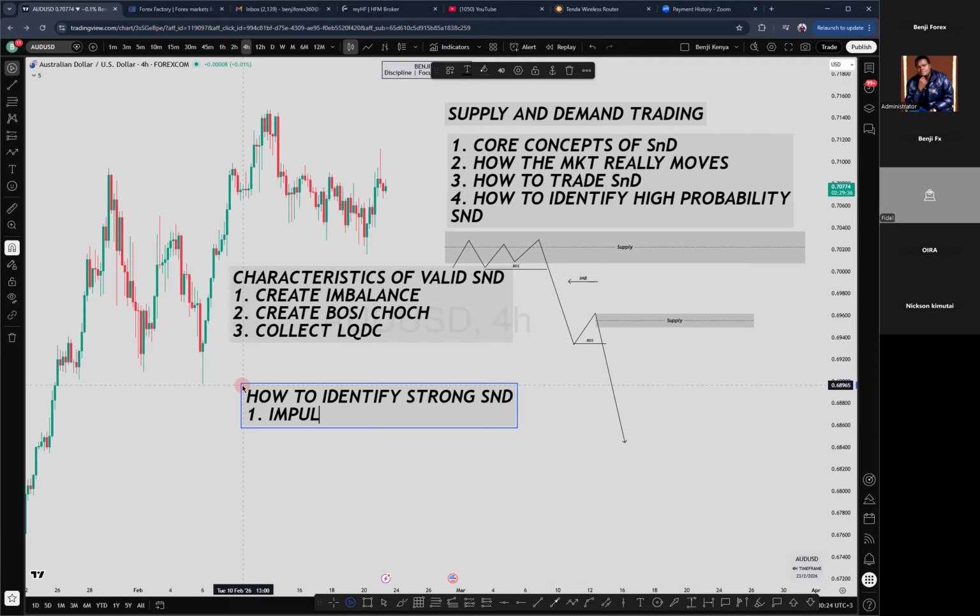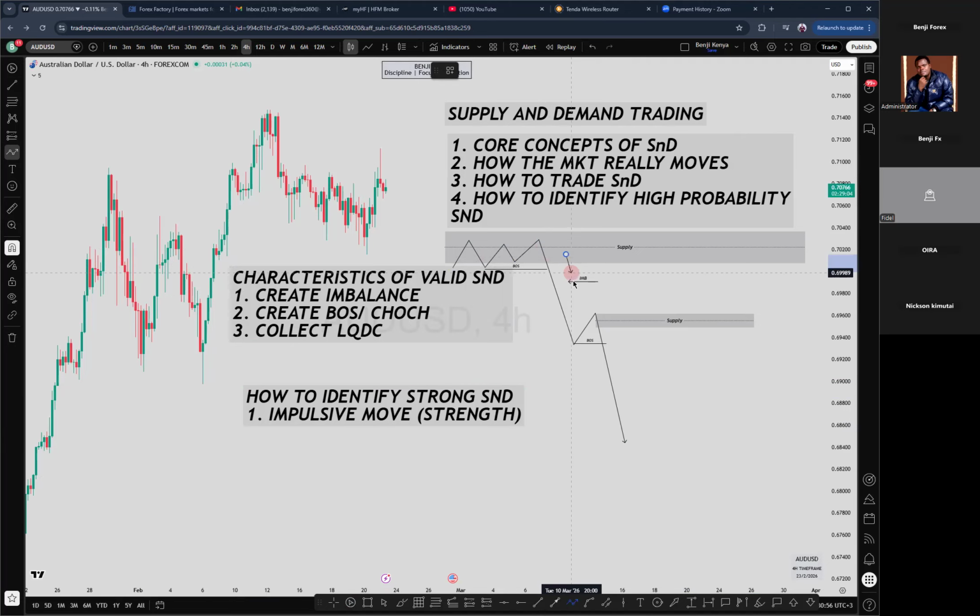When I say impulsive move, it is the strength with which the market actually moves. How did the market actually move? Because with strong supply and demand areas, the market has to impulsively drop. Not just drop this way from here. If the market drops and pulls back, that's not a valid supply and demand area.